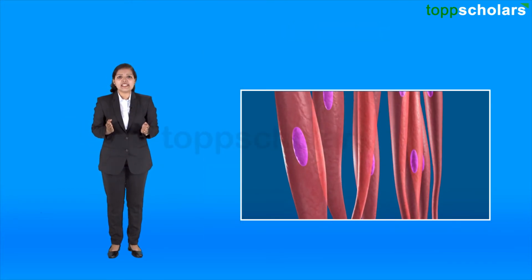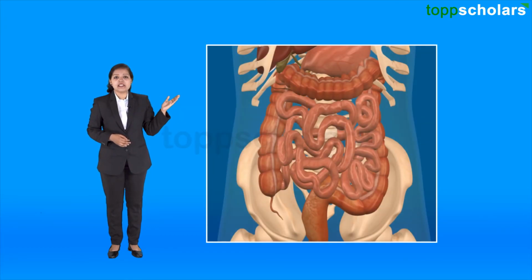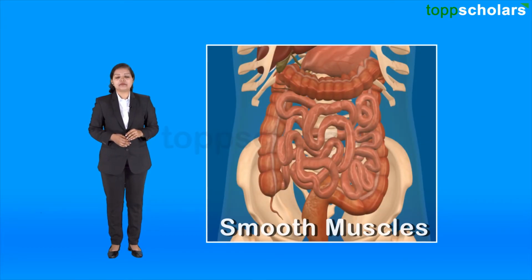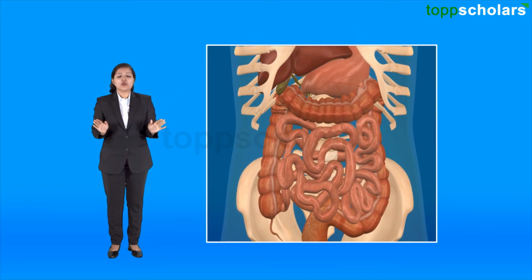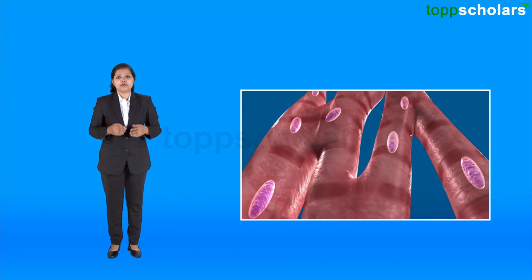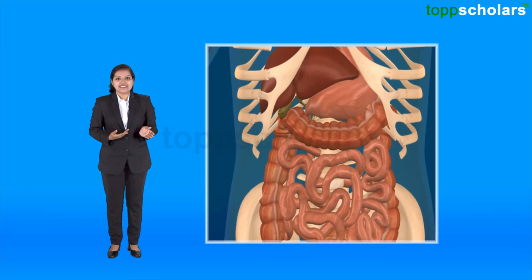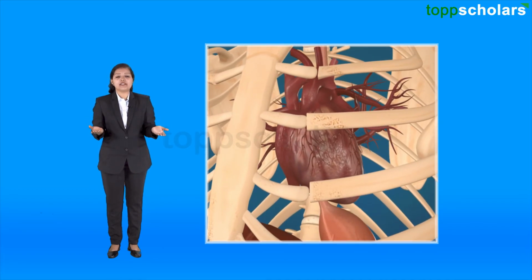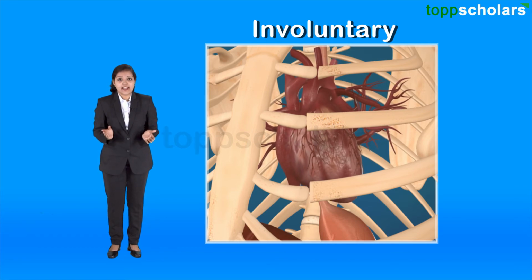Let's move on and understand the second type of muscle, the non-striated muscle. These muscles are also known as smooth muscles and they are involuntary in nature. That is, we cannot control their contraction and relaxation. Let's focus on the last type of muscle, the cardiac muscles. Amazingly, as discussed earlier, our heart is made up of cardiac muscles that are involuntary in nature. That is why we cannot control the movement of our heart, that is, the contraction and relaxation.